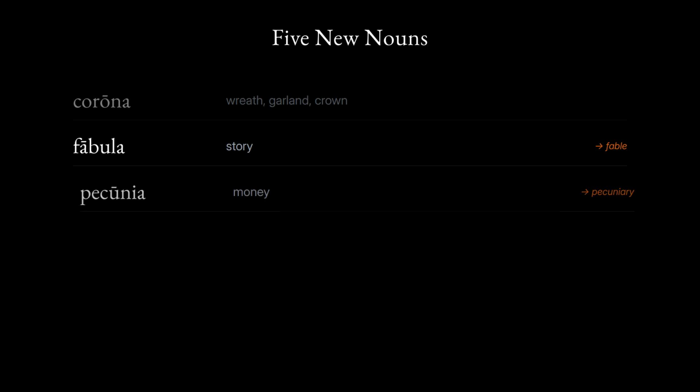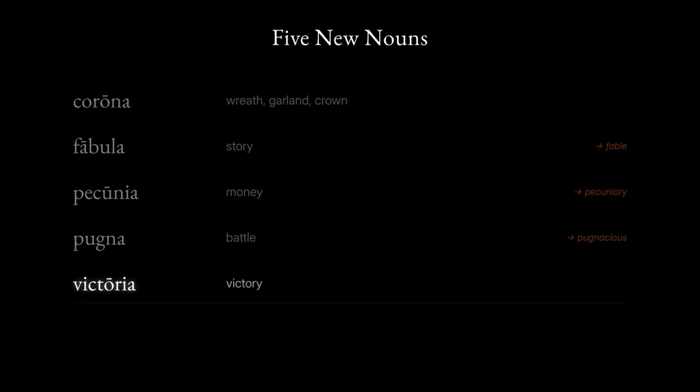5 new first-declension nouns. Corona. A wreath, garland, or crown. Fabula. A story, think fable. Pecunia. Money. The English word pecuniary comes from this root. Pugna. A battle, think pugnacious, meaning eager to fight. Victoria. Victory. All 5 decline like the first declension nouns you already know.